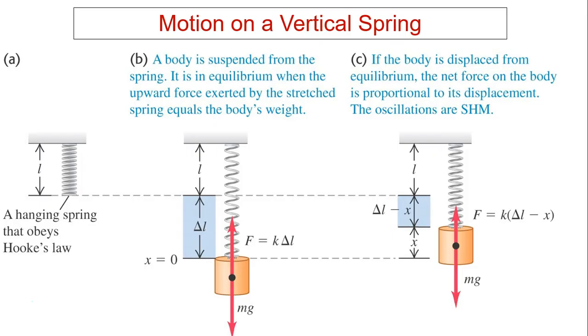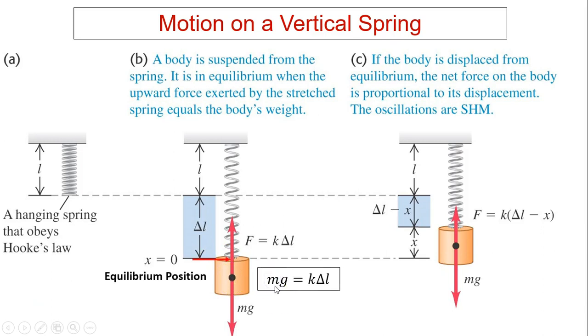Let's examine a body vibrating on a vertical spring. When you have a vertical spring that obeys Hooke's law, initially it is neither stretched nor compressed. So we say the initial equilibrium position is right over here at the bottom of the spring. But if the body is suspended from the spring, you will have a new equilibrium position at the top of this object. This is when the object is in equilibrium.